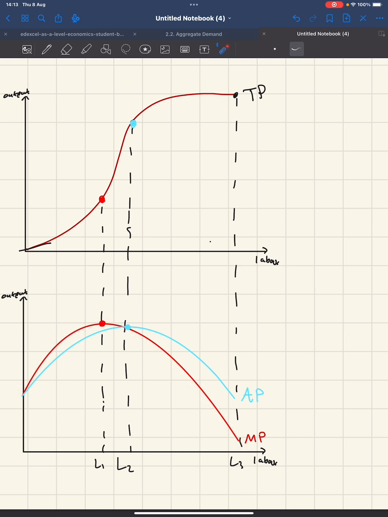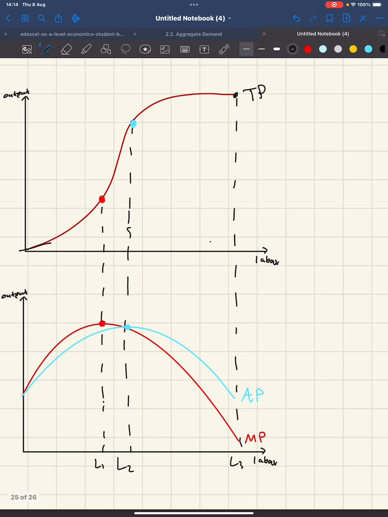Here our gradient is increasing, but at a decreasing rate. As you can see, our gradient is increasing. But once we get to this point, the point of inflection, our gradient starts to decrease. I know it's not exactly the right point, but our gradient starts to decrease, and that's what's happening here. Past this point, for every extra unit of labor, we are getting less output than the previous.